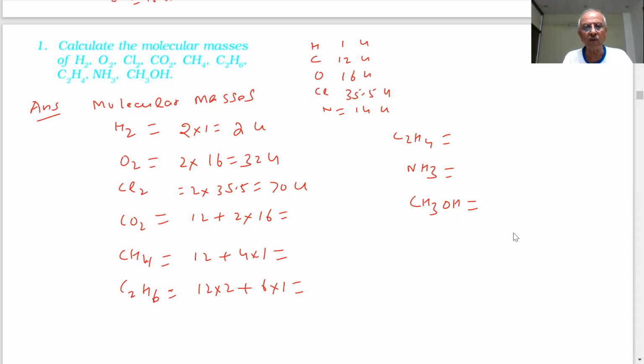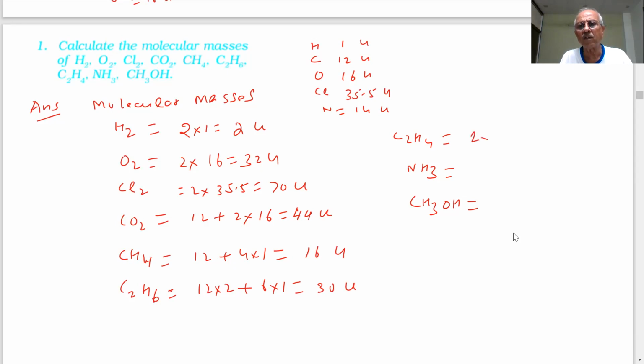What is the answer for CO2? 12 plus 32 is 44. That is the mass of one molecule of CO2. What is CH4? 16 U. What is C2H6? It is ethane. 30 U.